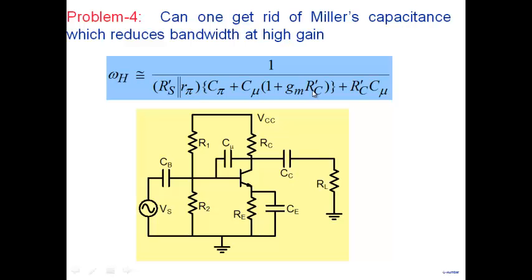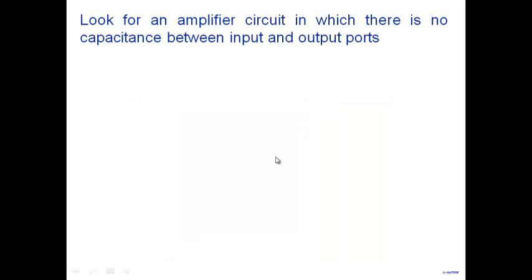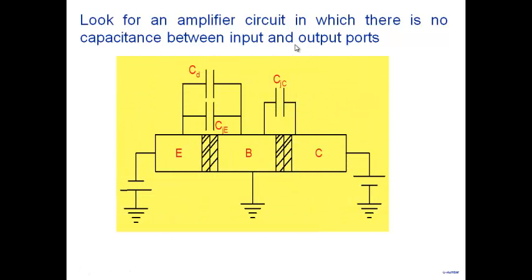In effect, what am I looking for? I'm looking for an amplifier in which there would be no capacitance between the input and the output. If I can find an amplifier in which there is no capacitance between input and output, then there is nothing to be multiplied by Miller's effect, and therefore I would not suffer from that. So can I do that? This is what I'm trying to eliminate: a stage where there is no capacitance between input and output. Well, look for an amplifier circuit in which there's no capacitance between here.